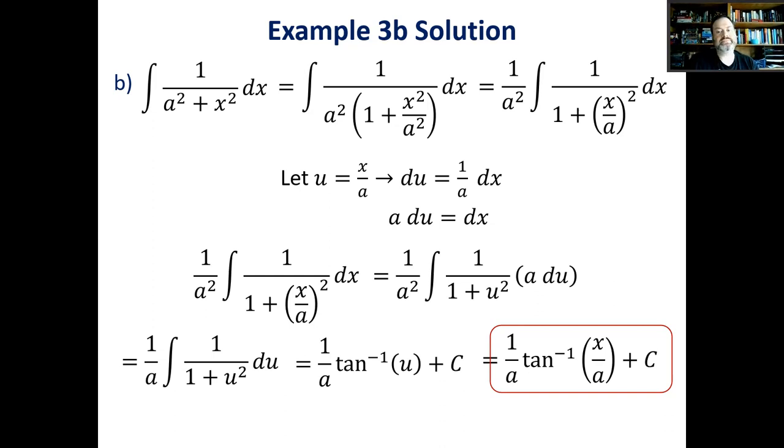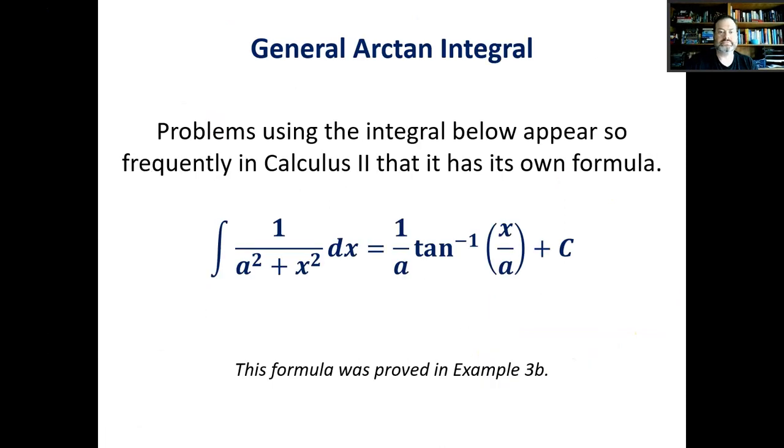And that's the answer. So if this number is a 2, so let's say it's 1 over 4 plus x squared, the answer is just 1/2 arctan of x over 2 plus c. You don't have to do all this work again. Right? So that formula is now like an official formula. And it turns out there's official formulas for lots and lots of stuff. We saw some of those when we did logarithms and exponentials. And here's another one.